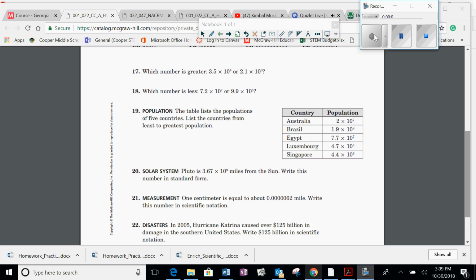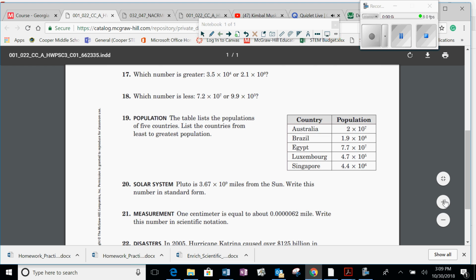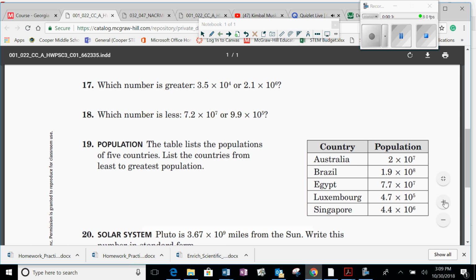Which number is greater? 3.5 times 10 to the 4th power or 2.1 times 10 to the 6th power? Which one do you think is greater? The 2.1 times 10 to the 6th power. Why is that one bigger? The exponent is higher, right?